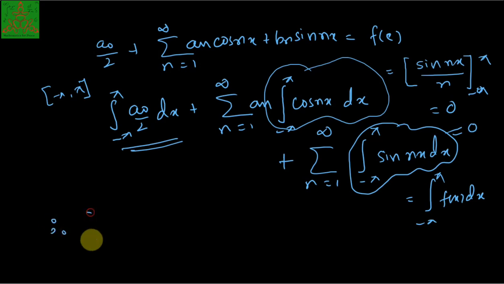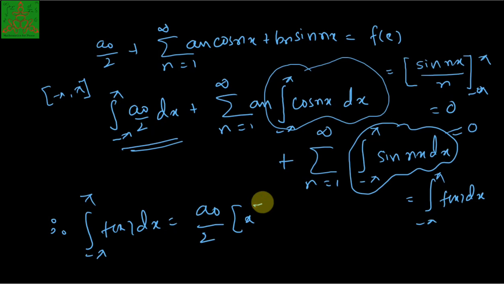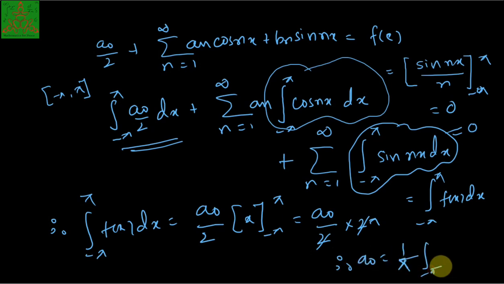So I can rewrite this whole expression as the integral from minus pi to pi of f(x) dx equal to a0 by 2 into x. The integration is from minus pi to pi. That's why this would be a0 by 2 into 2 pi, and this 2 will cancel out. So we'll have a0 equal to 1 upon pi times the integral from minus pi to pi of f(x) dx.